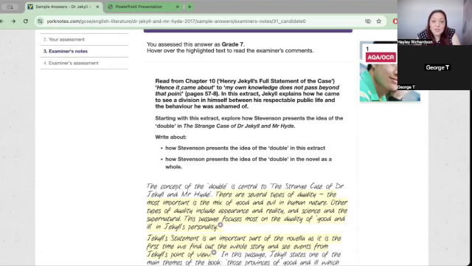Obviously, the first thing we want to do is circle the key words or phrases so we know what we're doing. So in this extract, Jekyll, so you don't need to do anything from here. We gather that's part of it. But he says, Jekyll explains how he came to see a division in himself between his respectable public life and the behaviour he was ashamed of. Okay, so the keywords there, I would say, although this is our question and the keywords here are really important, we've got explore. So explore, Stevenson presents the double, and we know it's in that book.